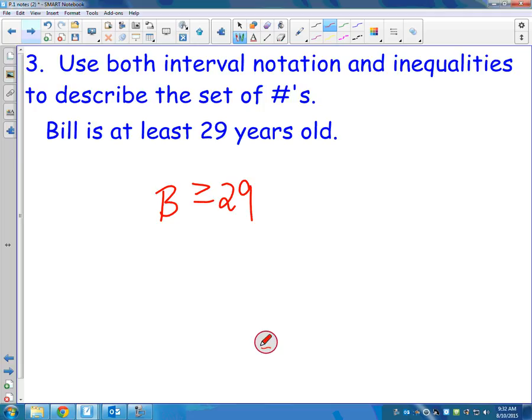Interval notation. Tell me what it is for interval notation. Parenthesis or bracket on the 29? Always parenthesis, right? That's not so bad, especially on the homework, because you don't have to write directions.